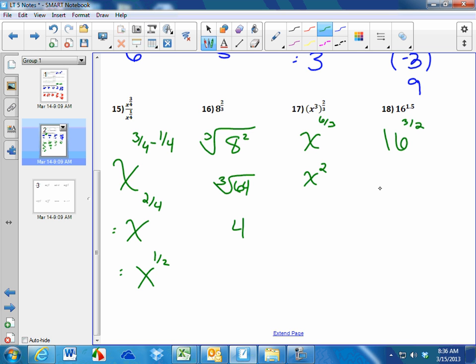So I'd like to change them to radicals. That's the square root of 16 cubed. I don't know that number. Do you know that number? But do you know what the square root of 16 is? Okay, so what we have is the square root of 16 times 16 times 16, 3 of them. So what we have is 4 times 4 times 4. They all reduce. 64. So I want you to practice that.